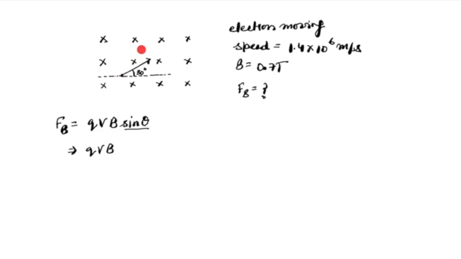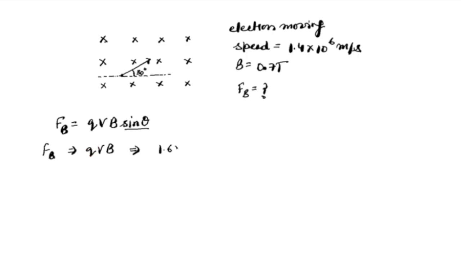Even if it is 60 degrees, the electron will still go on this plane, and the magnetic field is still downwards, making 90 degrees. So it will not matter. Okay, so this is what the force will be, and that's what we were asked. Now what we need to do is put in these values.